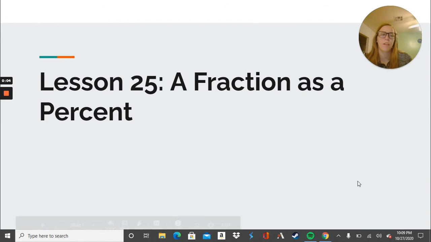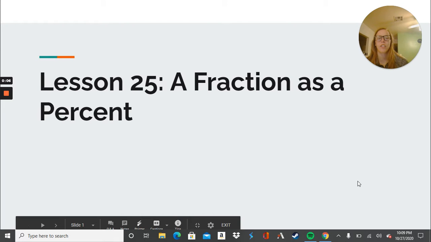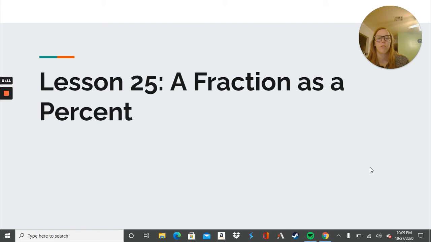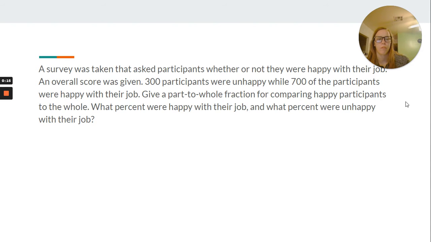Next lesson, as we look at percent, is going to be a fraction as a percent. So we kind of looked a little bit last time at going back and forth between fractions, percents, and decimals, but now more of that.